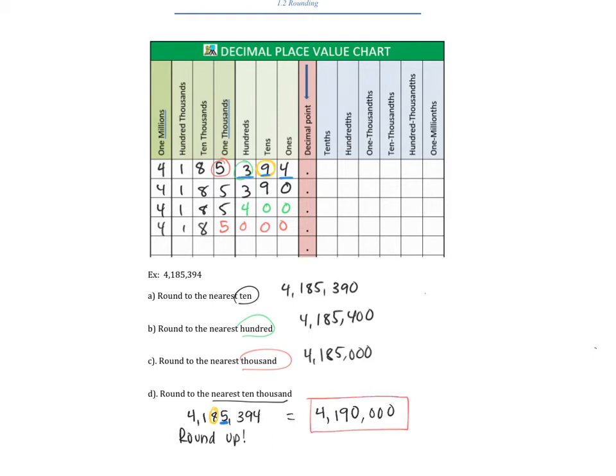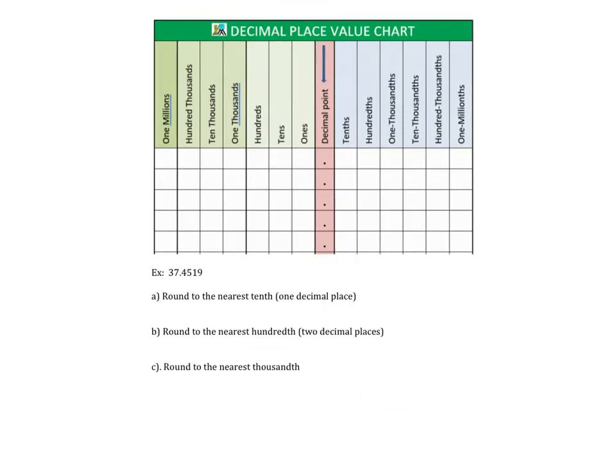All right, let's try some decimals. Okay, let's do some rounding with decimals. We've got 37.4519. If I'm rounding to one decimal place, that's the nearest tenth. I look at that place value, the tenths place.